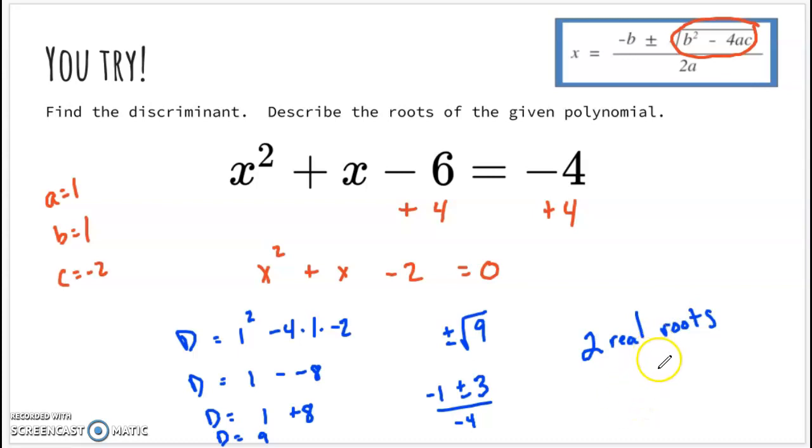If I wanted to sketch a quick graph, I'm going to have a negative and a positive, and I know my parabola is going to open up, so maybe it's something like that. And I can go from there. You could obviously get a lot more detailed by actually finding what your solutions are. But for our purposes, we're just describing the roots. We're going to have 2 real roots.